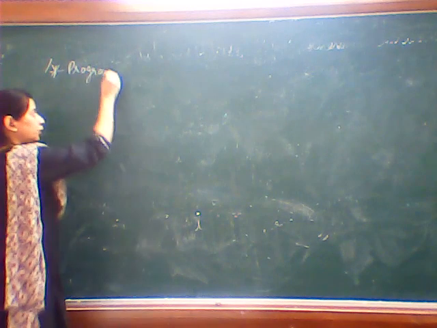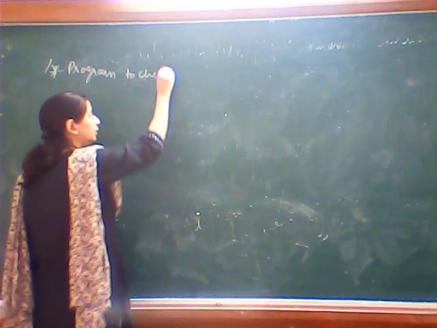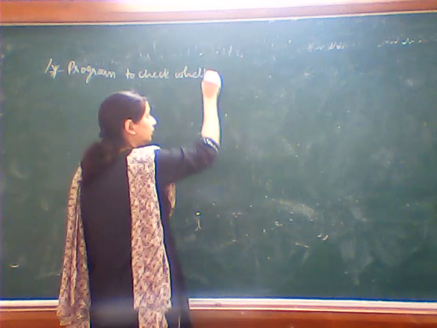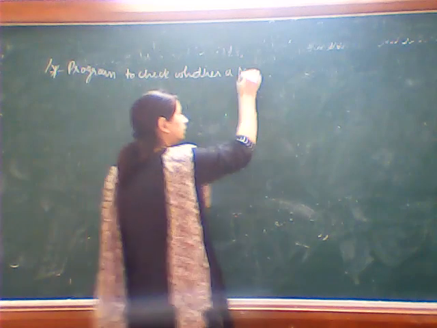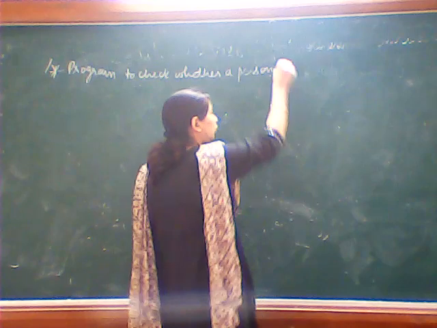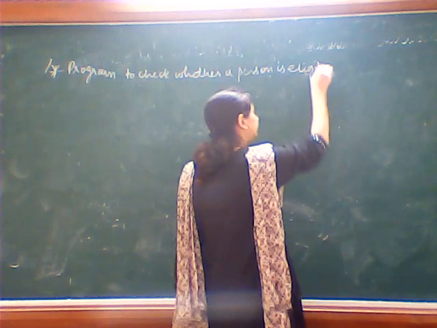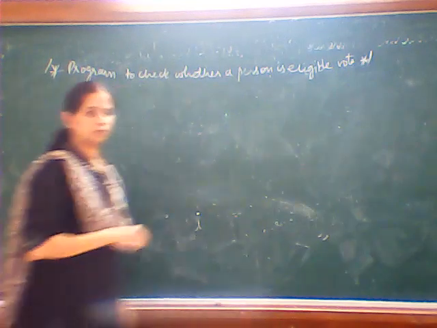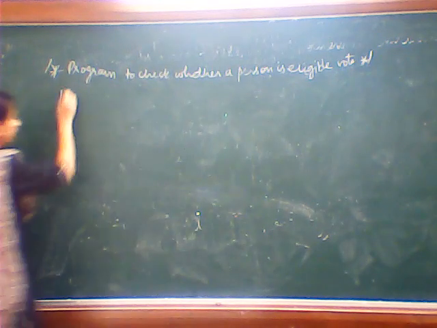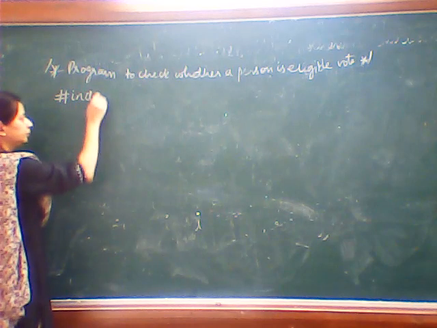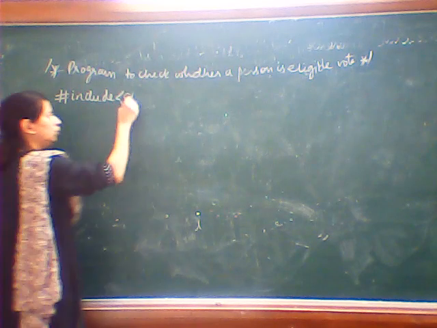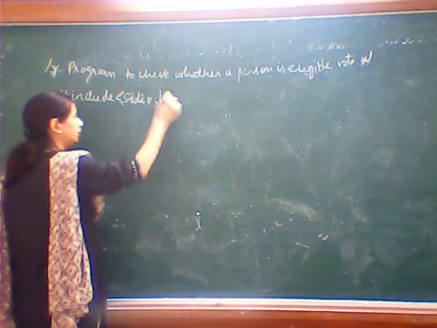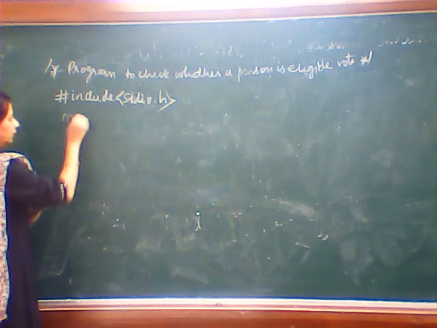First, write a comment on top: Program to check whether a person is eligible to vote. Okay, so first we write the hash include statement: #include <stdio.h>. Then we write main.